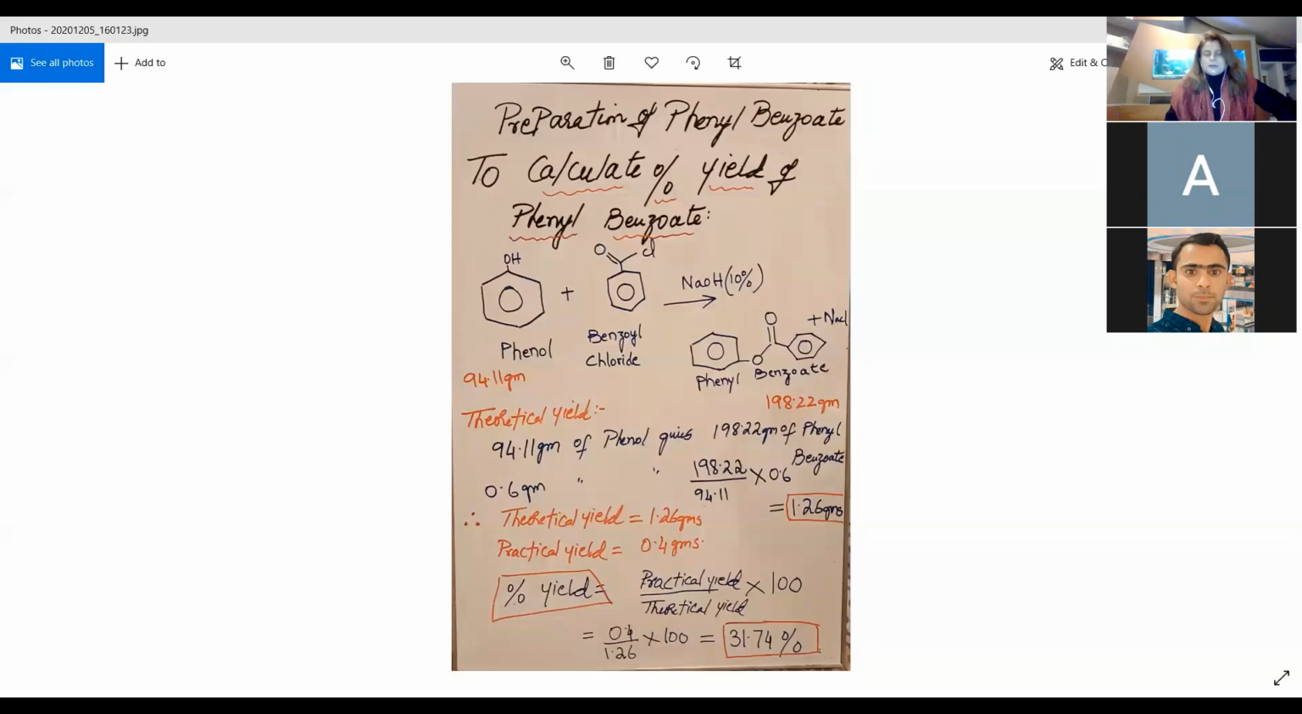Preparation of phenyl benzoate, diagrammatic pathway. Yes, ma'am. The ending slide of the diagrammatic pathway.